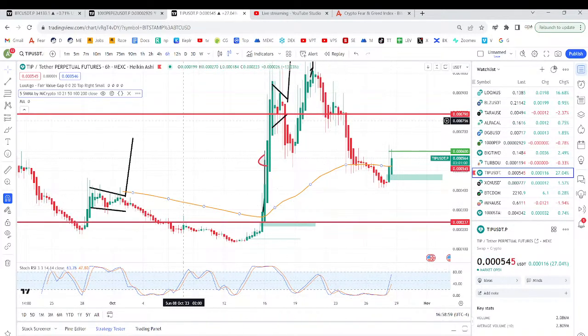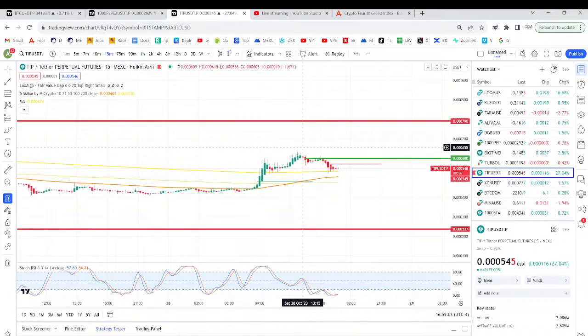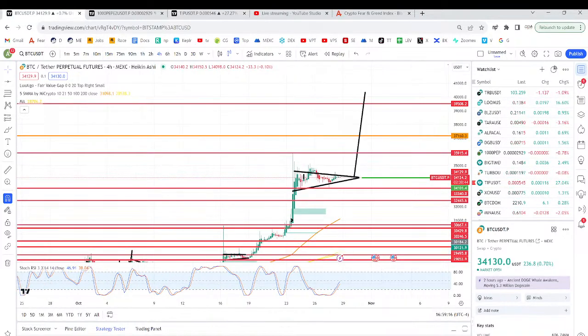I would look for Tipcoin to probably, I'm assuming 64 is probably even your high for the next few days based on the 6 hour chart. So I might take a short on this. I might take a short on this right now after the stream is over. So yeah, that's what I'm looking at for Bitcoin and Tipcoin.